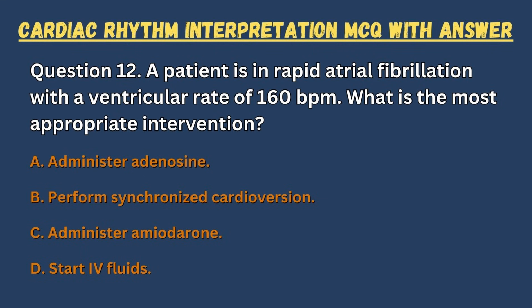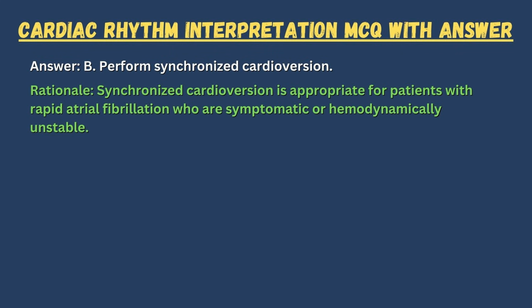What is the most appropriate intervention? A. Administer adenosine. B. Perform synchronized cardioversion. C. Administer amiodarone. D. Start IV fluids. Answer: B. Perform synchronized cardioversion. Rationale: synchronized cardioversion is appropriate for patients with rapid atrial fibrillation who are symptomatic or hemodynamically unstable.